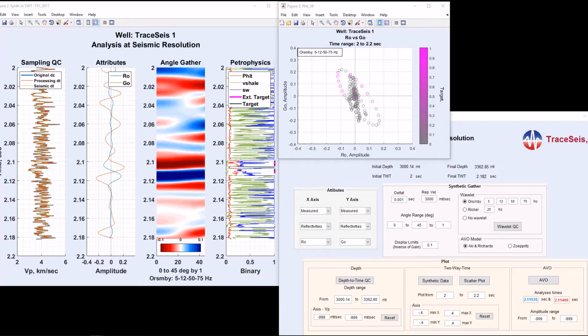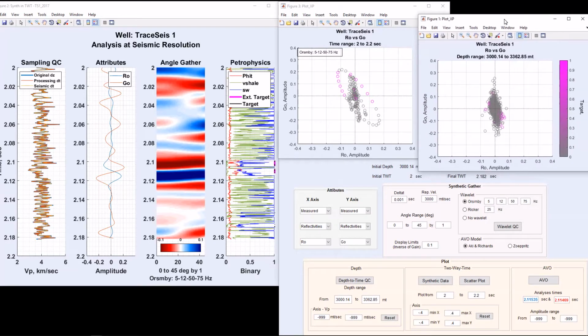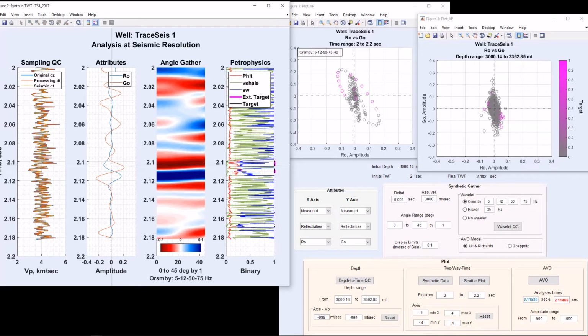When we compare this with the equivalent in depth, we see that the match is not as good as we would expect. And what we're going to be doing in the next part of the exercise is verifying that the differences between the attributes in depth and in time are associated to resolution or to tuning, as well as the fact that the trough in the normal incidence does not match with the top of the reservoir.